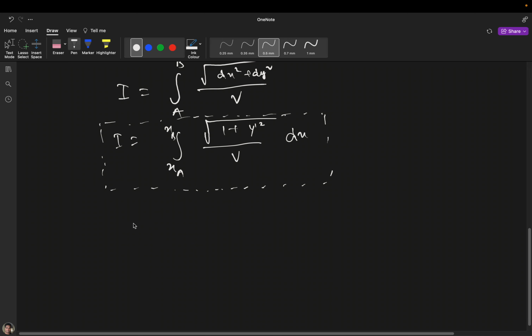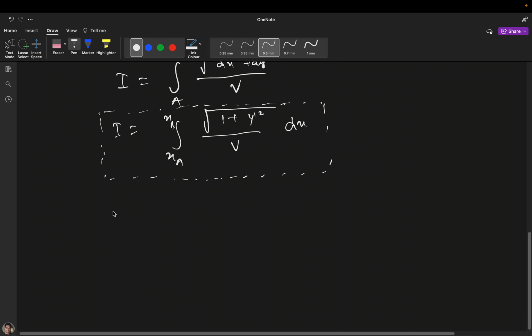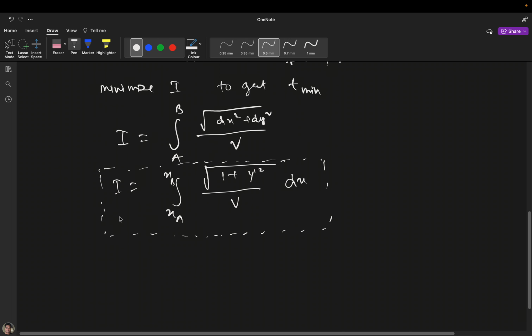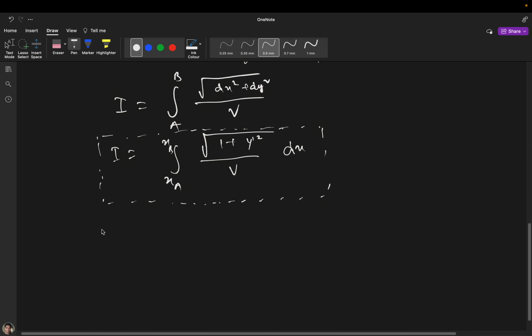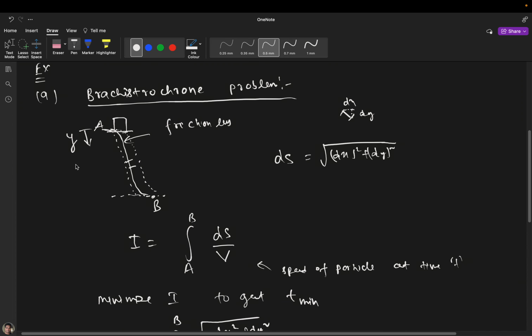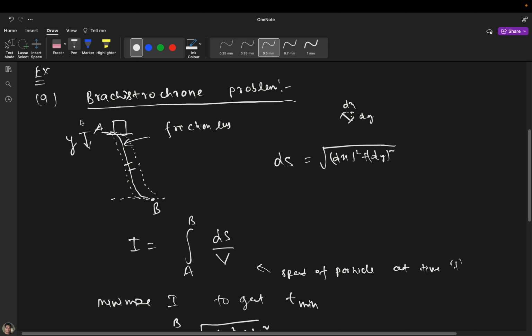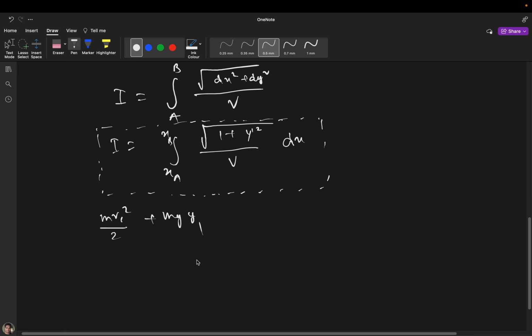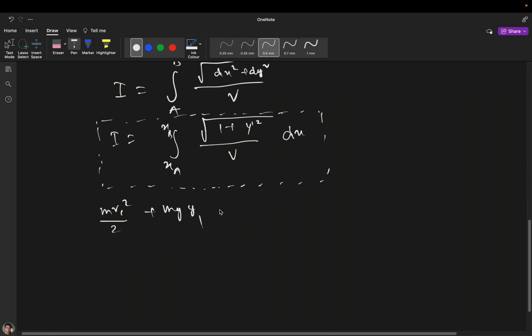For v, we usually apply energy conservation. We already know that from the energy conservation, if the mass of the particle is m, then I can write m v1 square divided by 2 plus m g y1. If we consider this as an origin, then if you release from this point, this point can be considered as ya. So I can write m v square divided by 2 plus m g y.